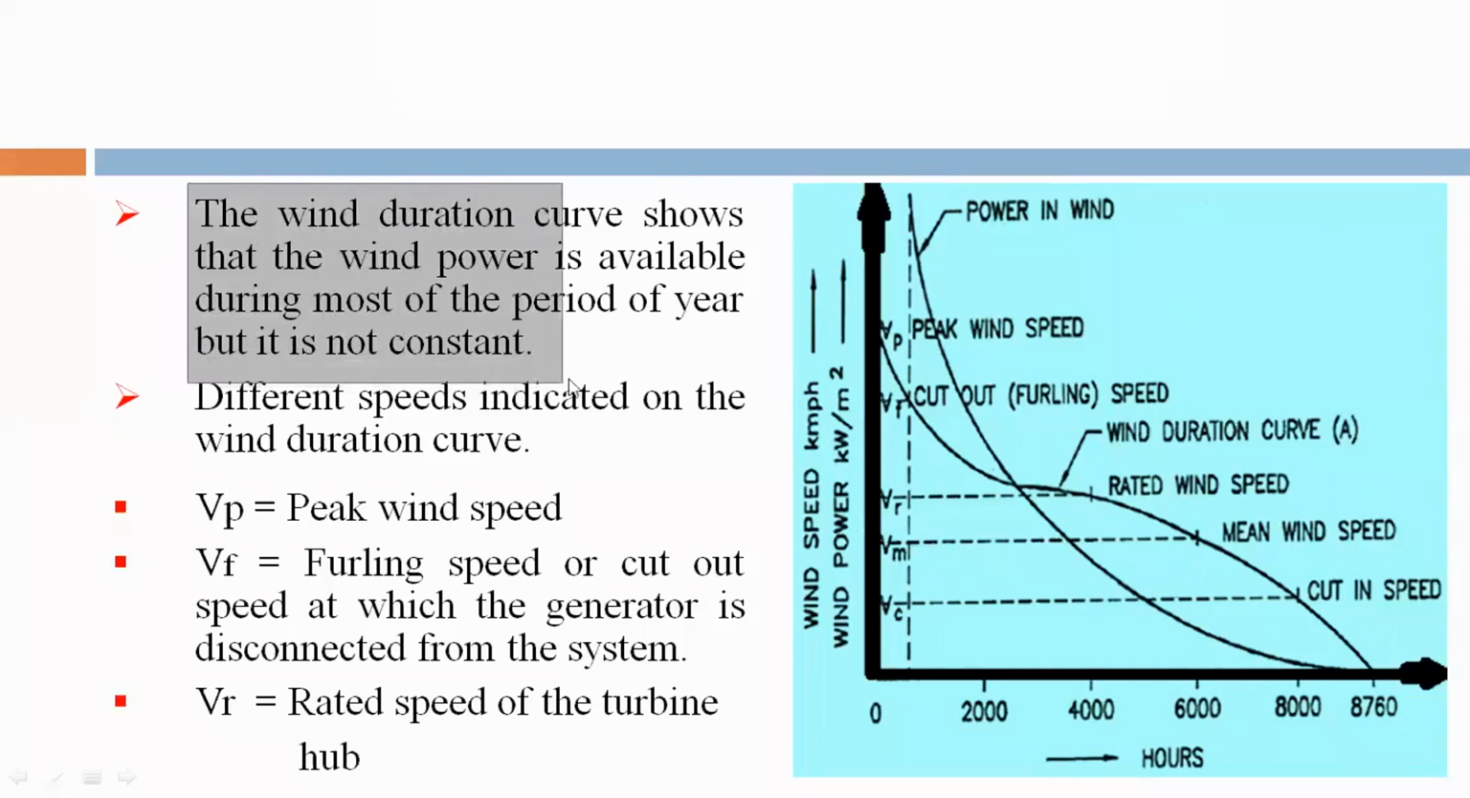The wind duration curve shows that the wind power is available during most of the period of year, but it is not constant.